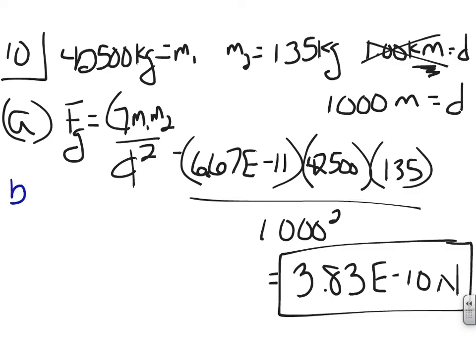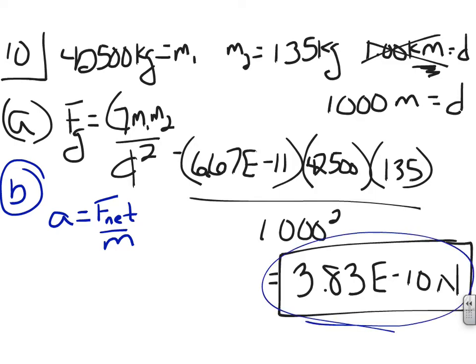In part B, what we wanted to know was, how fast does Spiff accelerate toward the ship? There are several equations that we can use for this, but the easiest one is just a equals F net over m. Since there's no friction or anything else out here, then the F net is just going to be this F. So we're going to have 3.83 exponent negative 10. It's already there in your calculator. Don't erase it and then rewrite it.